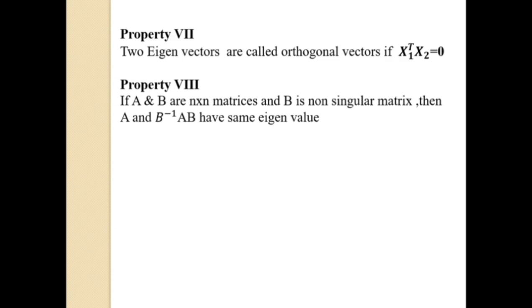We have already seen this in property 1. Two vectors are said to be orthogonal if the condition is satisfied. Property 8. If A and B are n cross n matrices and B is a non-singular matrix, that is, the determinant of B is not equal to 0, then A and B inverse AB have the same eigenvalues.